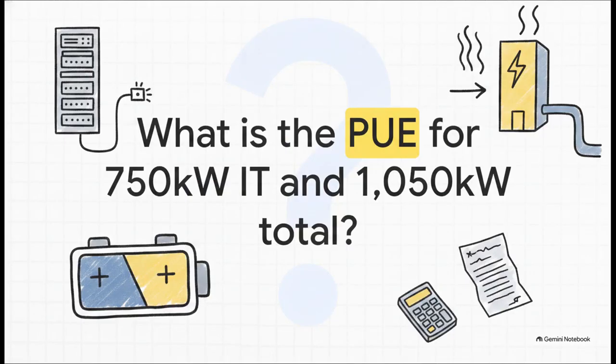Okay, time to practice. Here's your scenario. A facility has an IT load of 750 kilowatts and a total facility power draw of 1,050 kilowatts. What is its PUE? Grab some scratch paper, pause the explainer, and just run this quick one-step calculation.